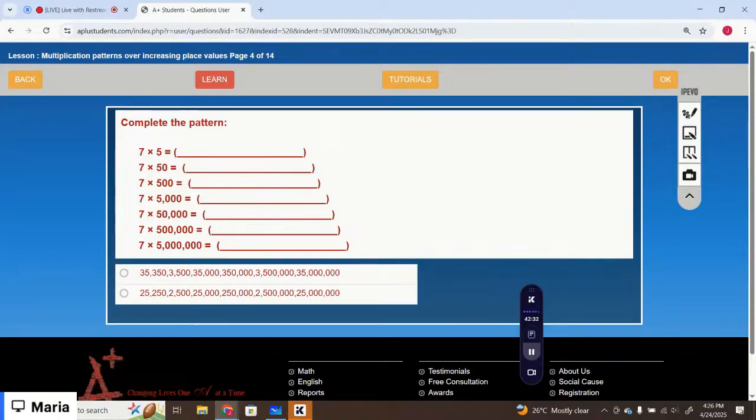Complete the pattern. So which is the correct option? Option number 1 is the correct option. That is 7 times 5 is 35. 7 times 50 is 350. Then 3,500, 35,000. So option number 1 is the correct option.